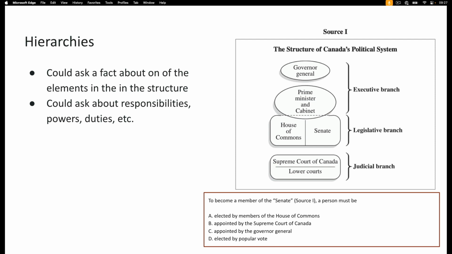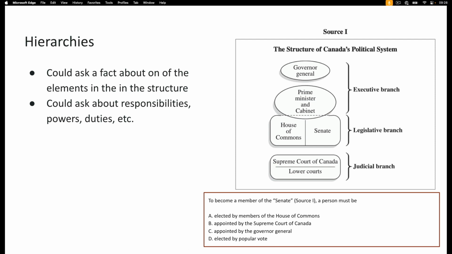Hierarchies are next. How are these elements structured? Could be asking questions about responsibilities, powers, duties. This is very common when we're talking about the Canadian government and our political system. This is a very common thing to use, these hierarchies. This is done quite often.